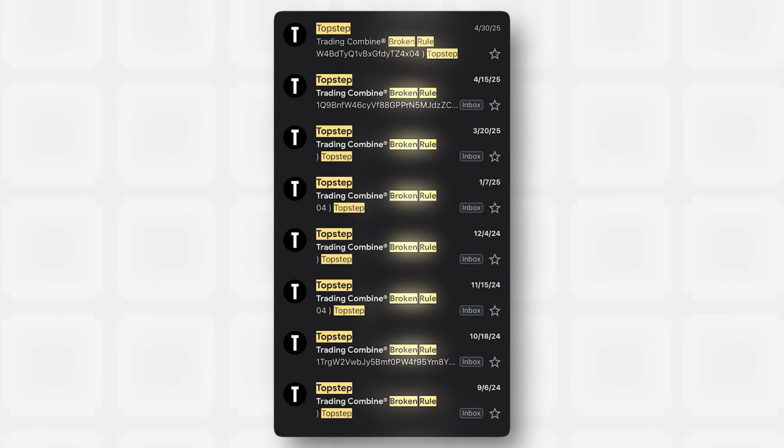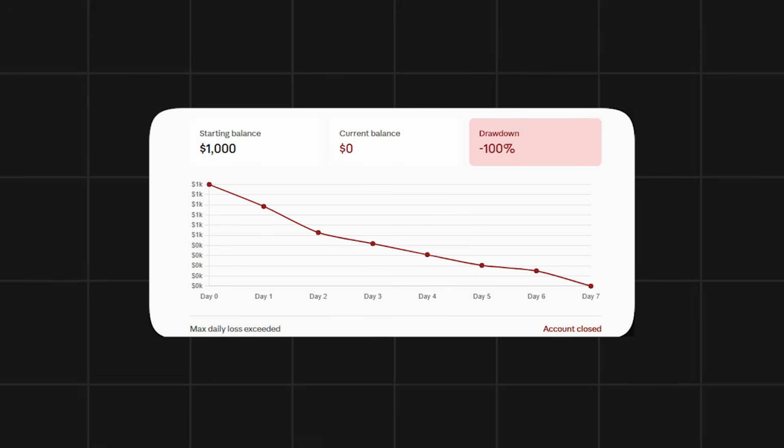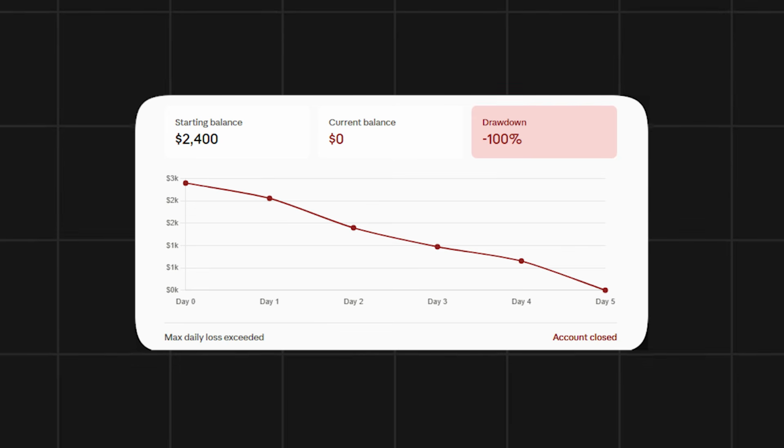I traded for over a year and made literally $0. Not a little bit. I made $0 in a whole year. I blew evaluation account after evaluation account. And for most of that time, I had about $500 to my name.